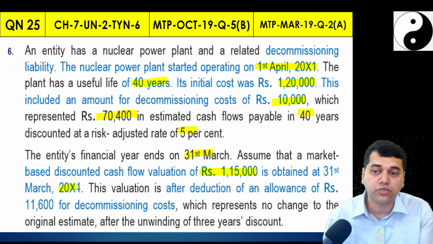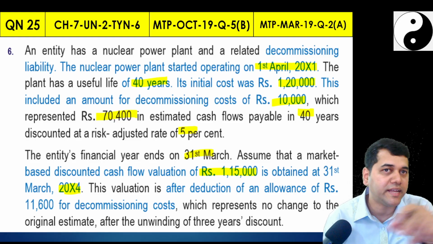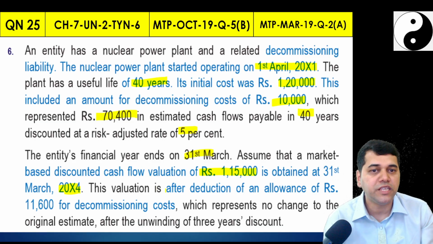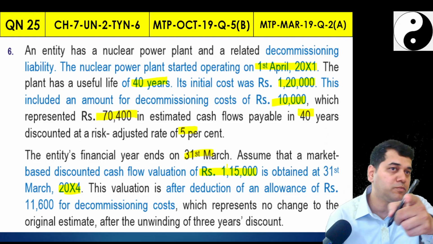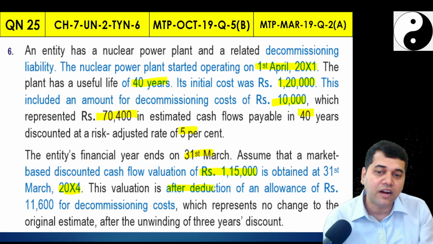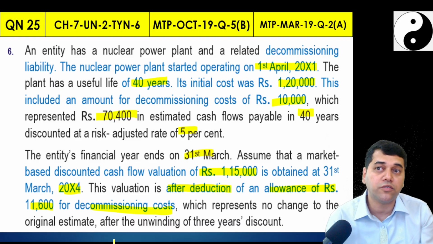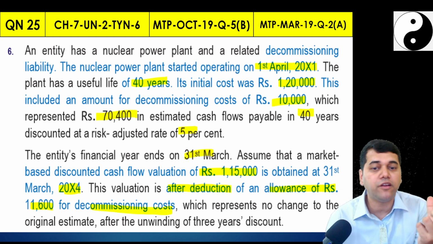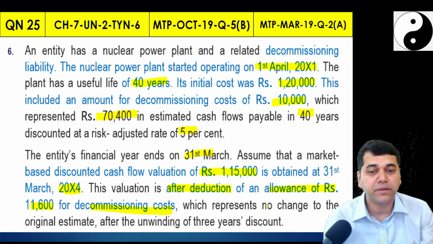On 31st March 2004, 3 years down the line, you got one revaluation done, that this must be revalued. In exam you will never get X, you get the proper dates only. That means 1st April 2001, 2, 3, 4, 3 years. This valuation is after deduction of an allowance of rupees 11,600 for decommissioning cost. Which method of revaluation? Net method. So if you want to find out the fair value of the gross block, add this and find out the gross block, which represents no change in the original.